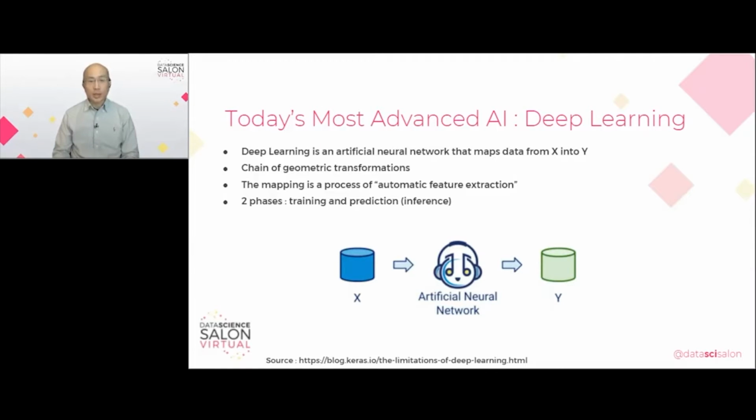So as I mentioned, training is one of the two phases of building a deep learning neural network. The other phase is the prediction or inference phase, where we feed new data X into our deep learning neural network that's been trained with data. And the deep learning neural network would then be able to predict or infer new data Y.